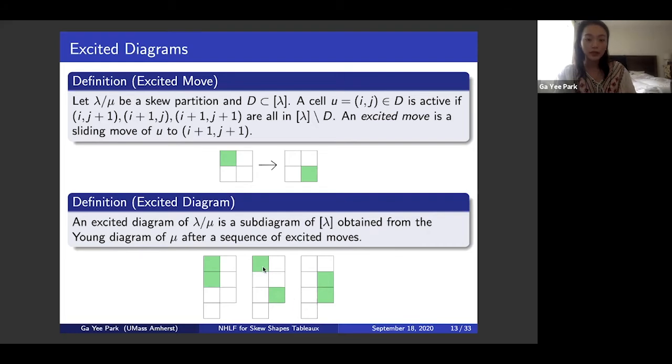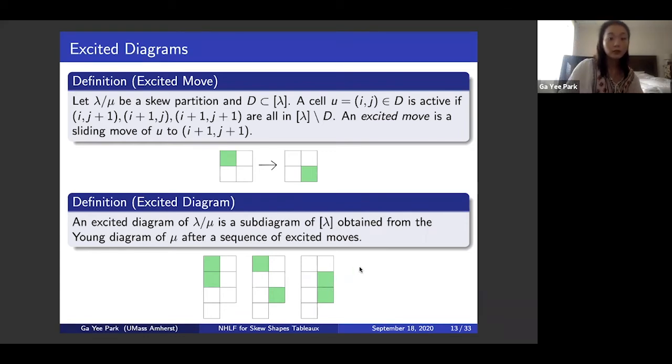But now this one can move because everything has been emptied out. So this also moves diagonally down, and this is a new excited diagram. And the process terminates because these colored cells cannot go anywhere else.